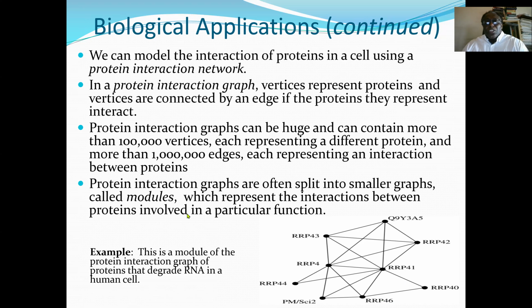Protein interaction graphs can be huge and can contain more than 100,000 vertices, each representing a different protein, and more than 1,000 edges, which represent an interaction between proteins. Protein interaction graphs are often split into smaller graphs called modules, which represent the interaction between proteins involved in a particular function.